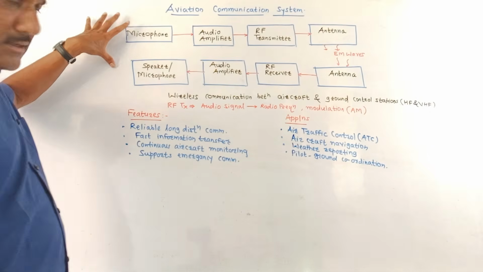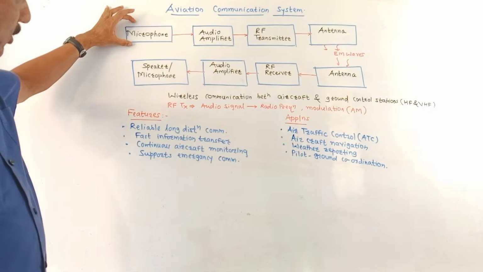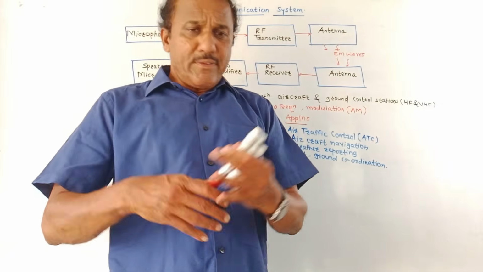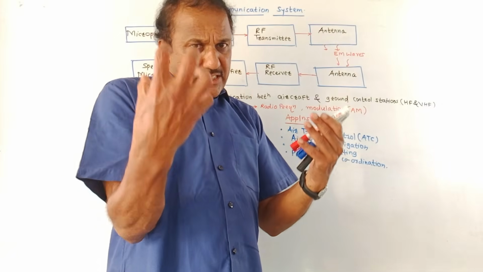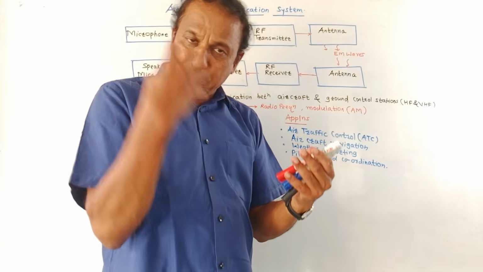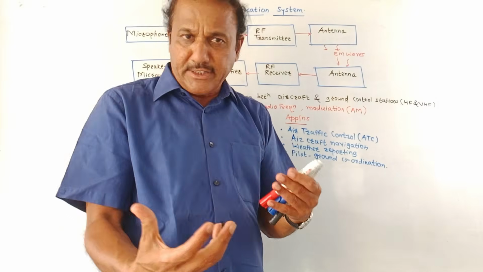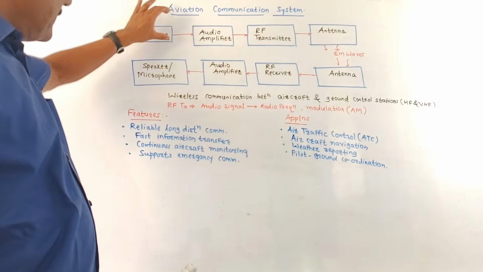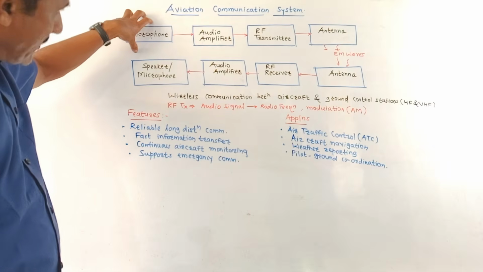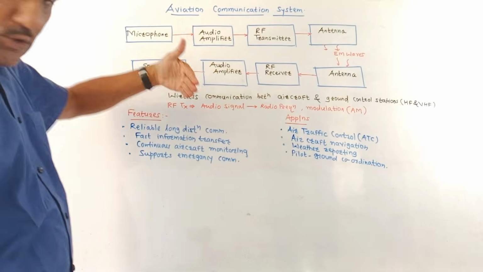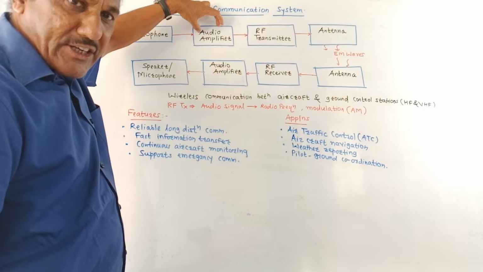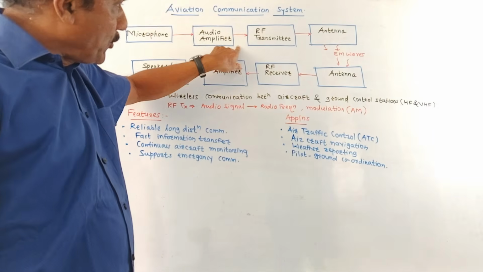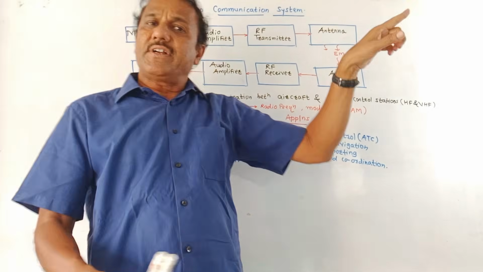So this is the corresponding block diagram. The first block is microphone. Whatever the pilot speaks, that speech, that audio signal, is captured by the microphone and it is converted into an electrical signal. Then this signal is usually weak, so to amplify that audio signal, audio amplifiers are used. Then the output of the audio amplifier is given to the RF transmitter.